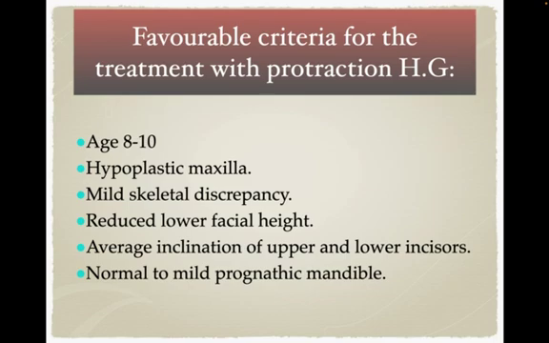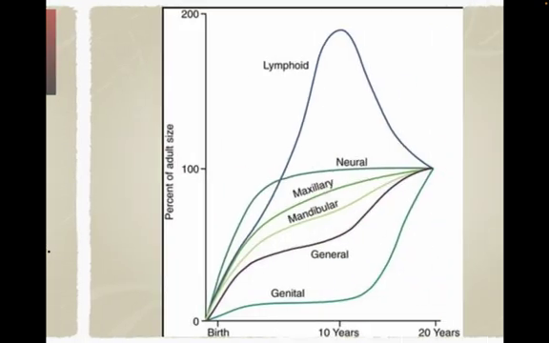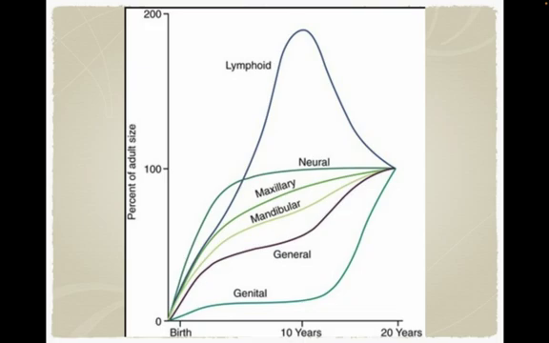Now the question is, when do we use it? As you can see here on the slide, it's 8 to 10 years of age. Now, why 8 to 10? We should use it then, not at 11 to 13, as we do with a functional appliance, twin block, for a class 2. The reason is that the growth spurts of the maxilla and mandible are different. Usually, the mandible is closer to the general growth, which is the growth of the height, the general growth of the body, where the growth spurt happens between the ages of 11 to 13.